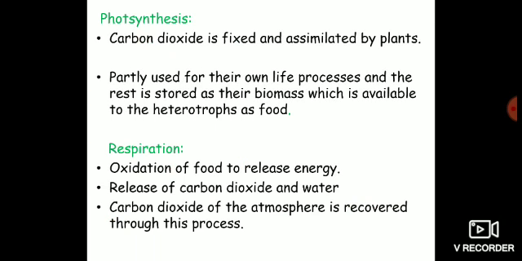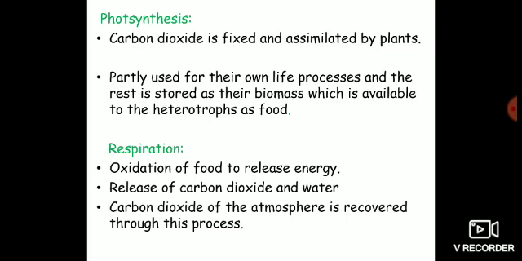The carbon cycle is completed as a consequence of the following important processes, or you can say the carbon cycle involves some important processes. The first one is photosynthesis. In photosynthesis, the carbon dioxide which is present in the atmosphere is fixed by the plants and they form their food material. This food material is utilized in their respiration, and some fraction of the food material is stored in their bodies as biomass, which is made available to the heterotrophs as food. This means photosynthesis decreases the amount of carbon dioxide in the atmosphere.